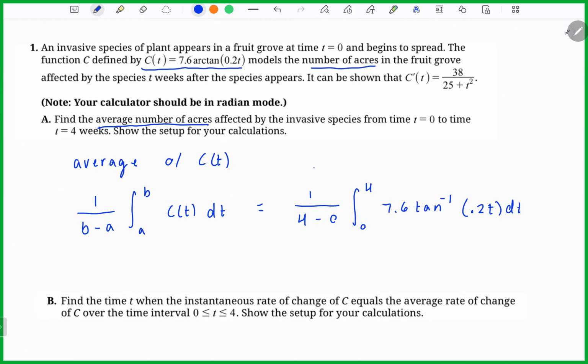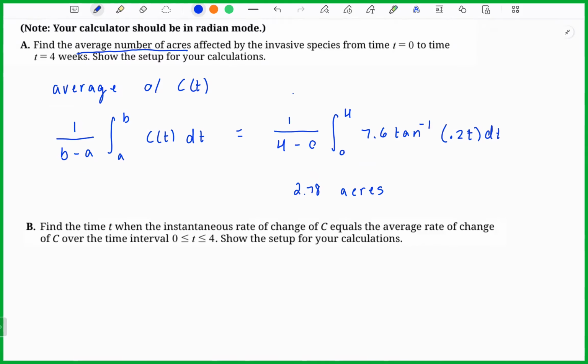And at this point, we go ahead and plug that right into a calculator. And plugging into Desmos, that gives me an answer which is 2.78. And of course, a unit which is acres, 2.78 acres. So let's move on to part B.